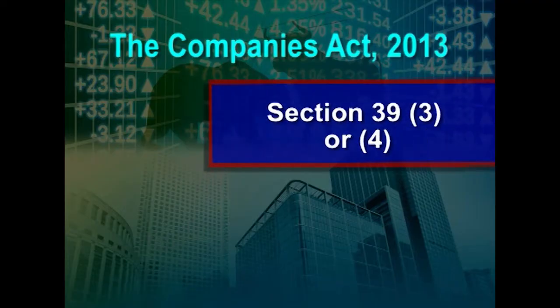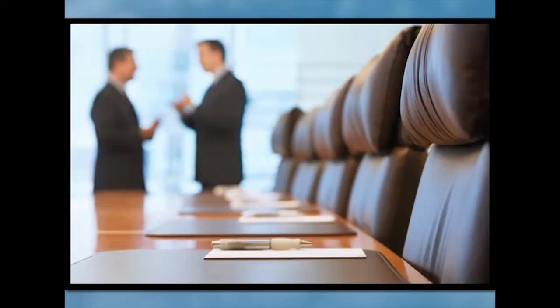Whenever any company having a share capital makes any allotment of securities, it shall file with the Registrar of Companies a return of allotment in such manner as may be prescribed. In case of any default under section 39, subsection 3 or subsection 4, the company and its officers who are in default shall be liable to a penalty of 1000 rupees for each day during which such default continues, or 1 lakh rupees, whichever is less.